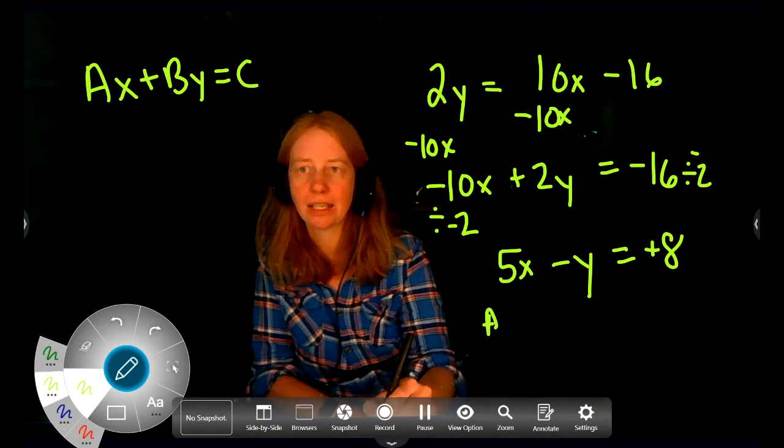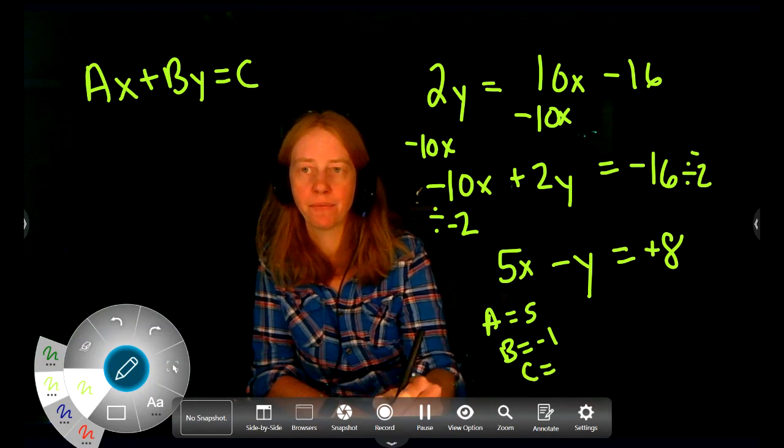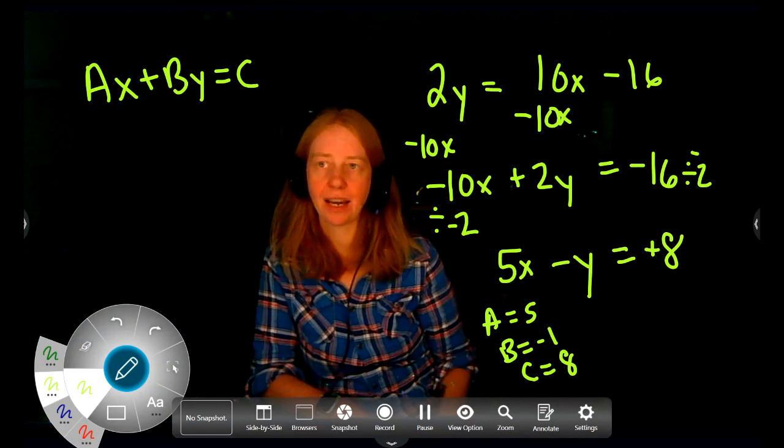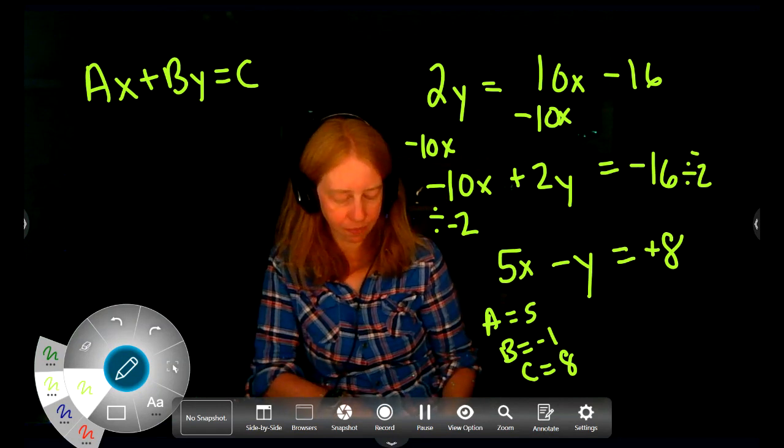Okay, so my a is 5. My b is -1. That's the silent one right in front of the y. And my c is +8. Okay, so that's how we're doing this kind of problem.